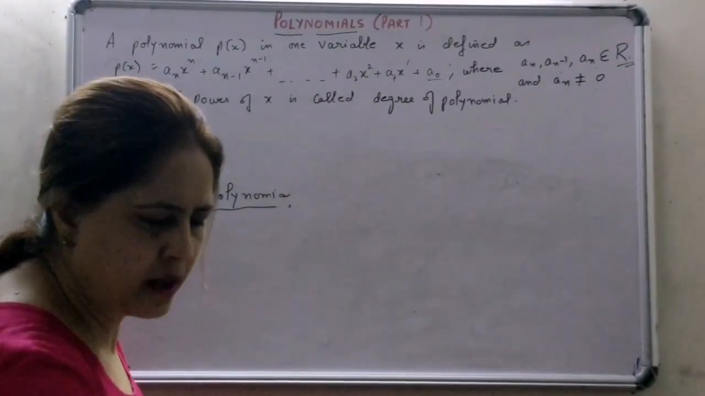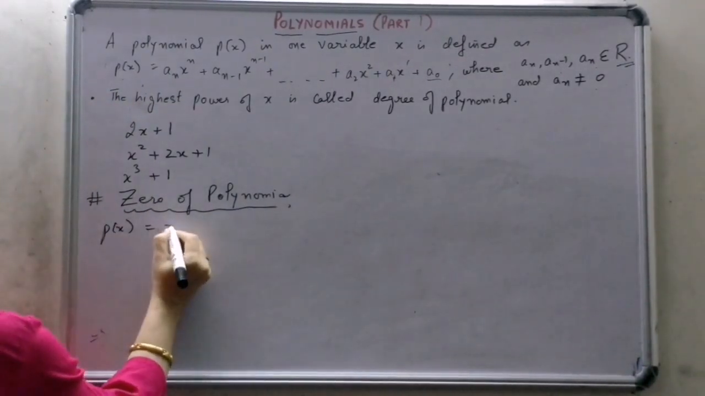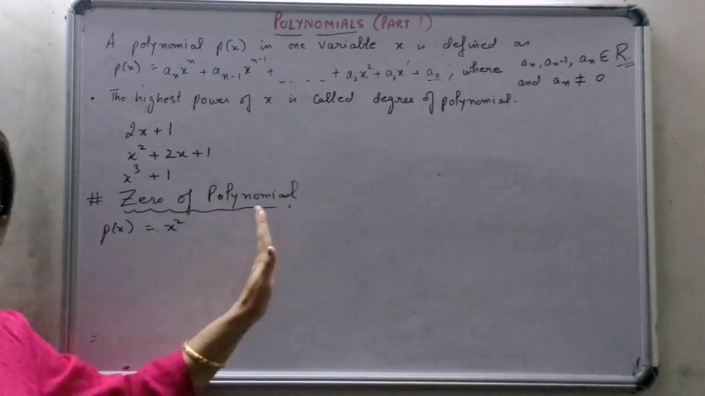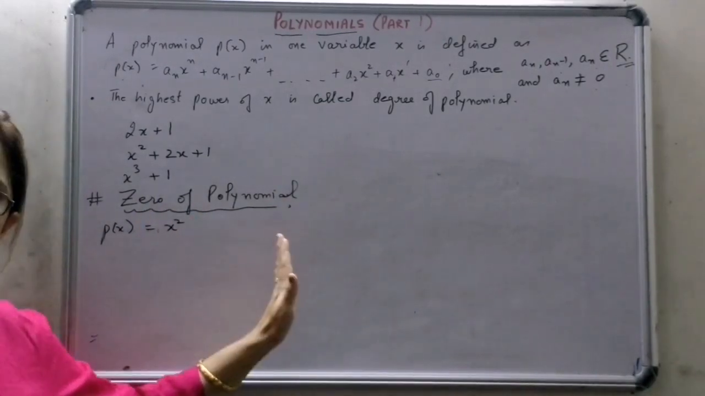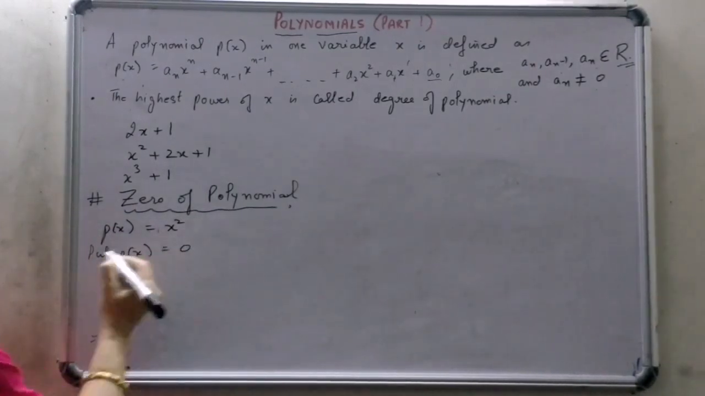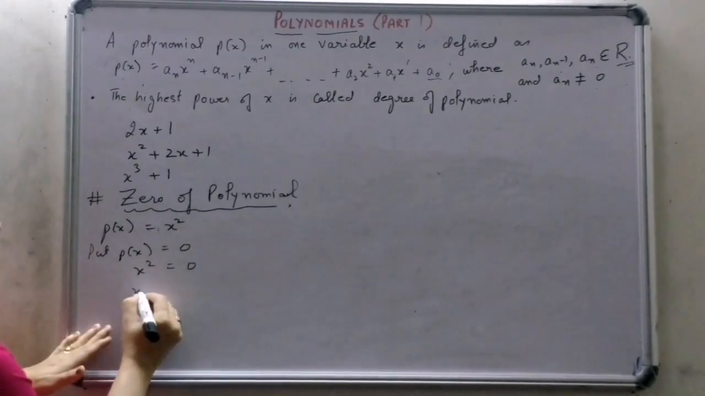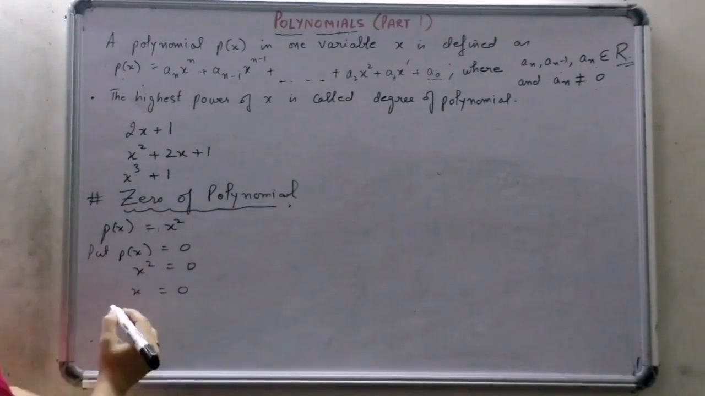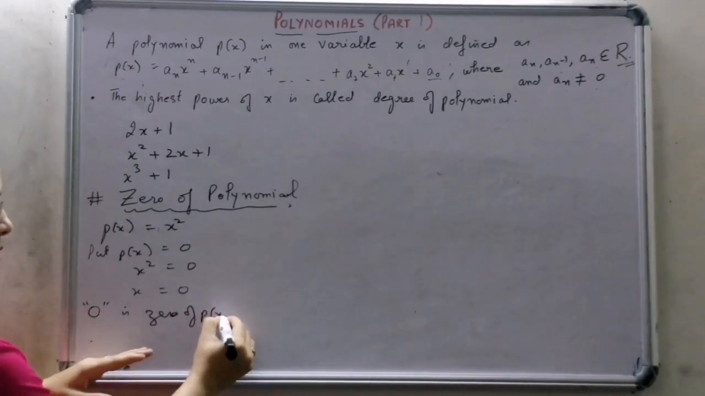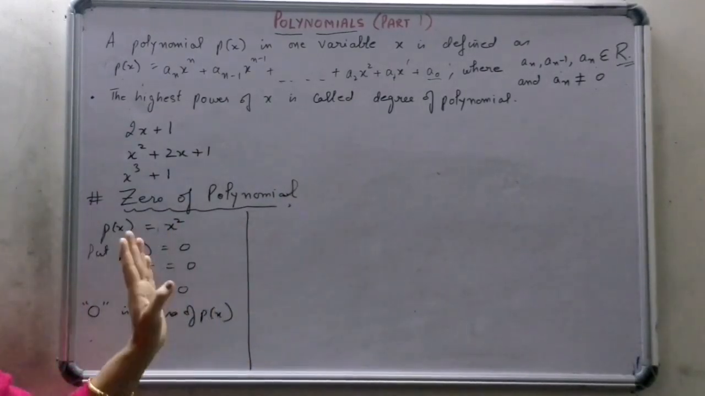I'm taking up the first example of a polynomial, p(x) is equal to x cube, and I have to find the zeros of this polynomial. By the definition of the zeros of a polynomial, to find the zeros I'll have to put p(x) equal to 0. That means x cube is equal to 0, so x is going to be 0 only. So in this case, 0 is the zero of p(x).